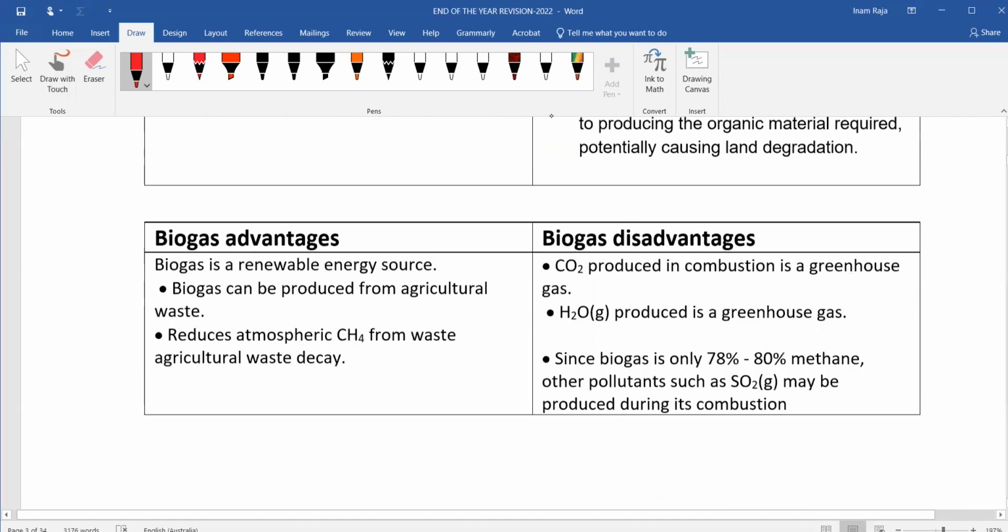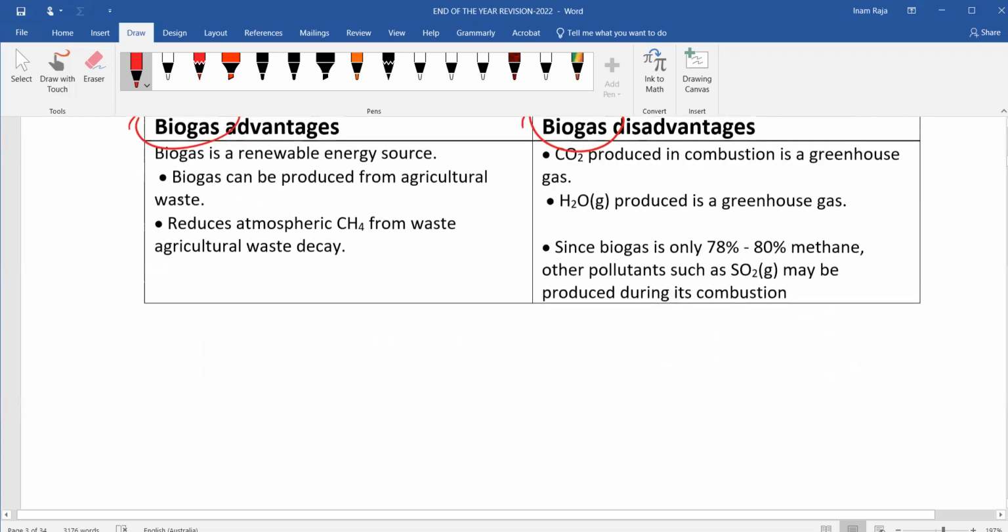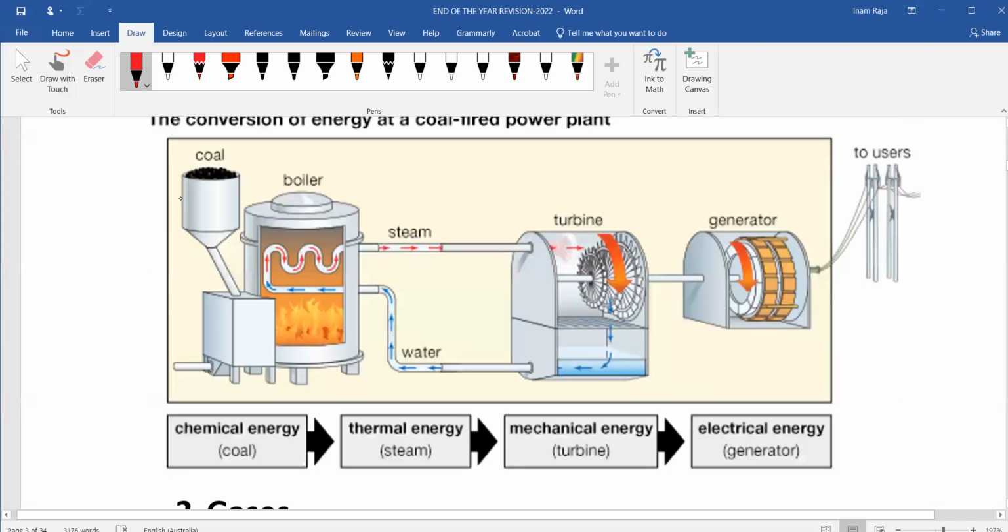What are the advantages and disadvantages? Same thing. You have biogas, no comparison, but what are the advantages and disadvantages? Again, I'm not going to read everything. You just read and know that, memorize that, please.